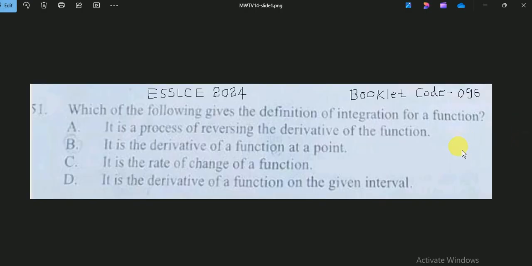Let us start with problem number 51. Which of the following gives the definition of integration for a function? To answer this problem, simply we have to recall what integration means, the definition of integration.